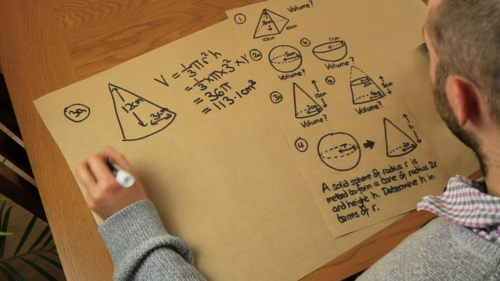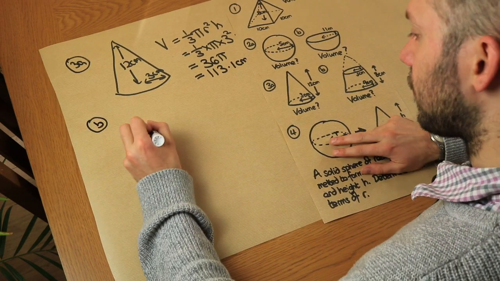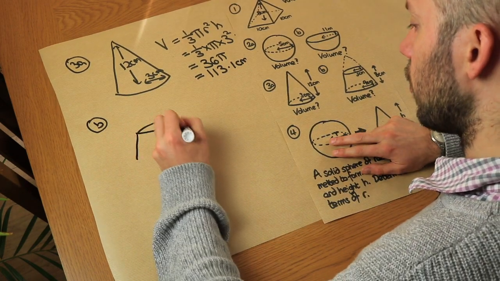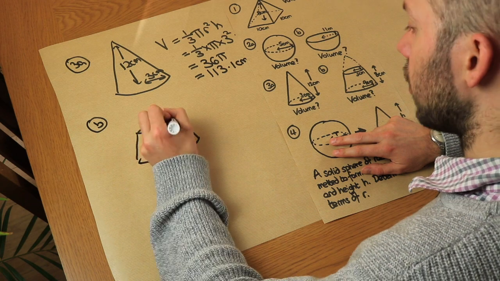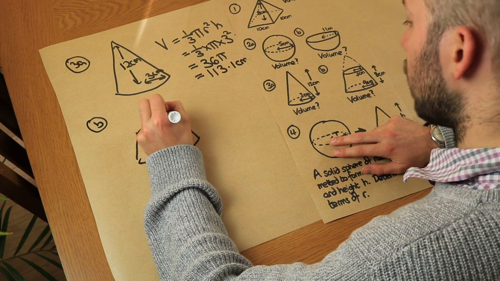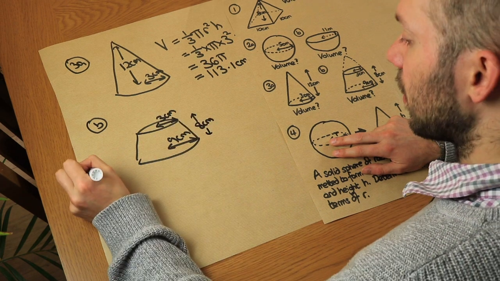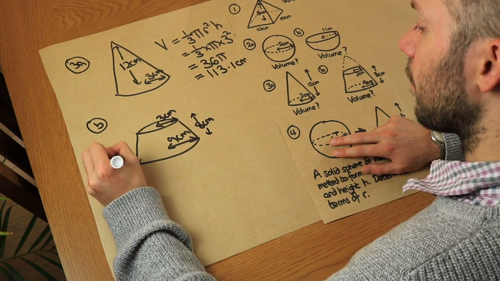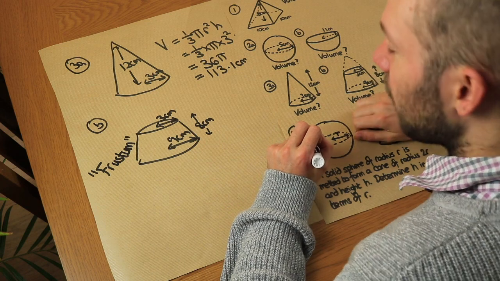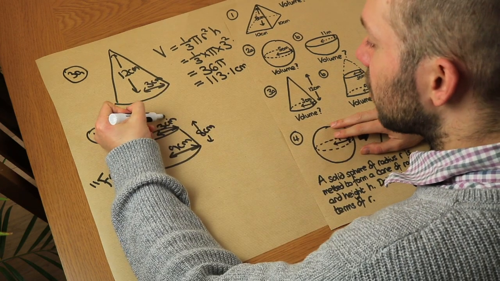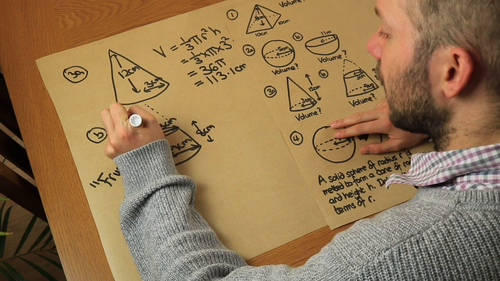What about B? Now this one's harder. We actually have a cone with the top part of the cone chopped off. And that's actually known as a frustum. So this is called a frustum, probably the most amusing sounding mathematical word. So we can imagine that there is a kind of cone being completed here.